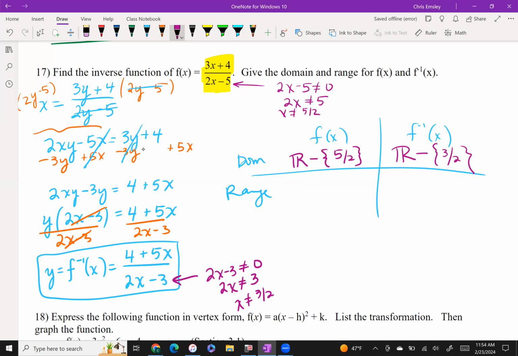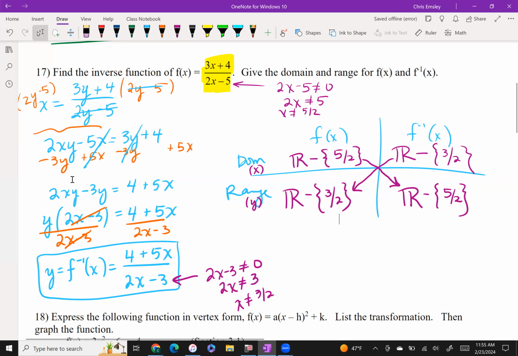Now remember, domain is the set of x values where our function is defined. Range is the set of y values where our function is defined. So because of the way that the function and the inverse function are related, the way we did that, we switch the x and y's. The domain for our original function, the x's, becomes the range for our inverse function, or the set of y's. Similarly, the domain from our inverse, the x's, becomes the range for the original function. So once you figure out those two domains, you also know your ranges. There we go.